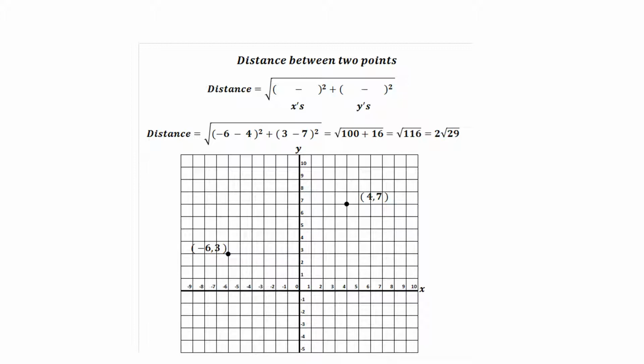But the key to remember, it's the difference of the x squared plus the difference of the y squared when we're trying to find diagonal distance, not horizontal or vertical.